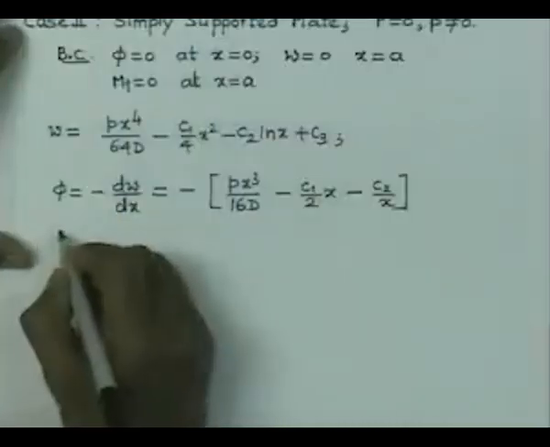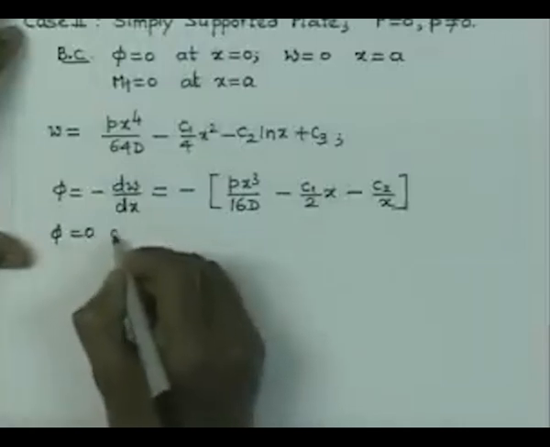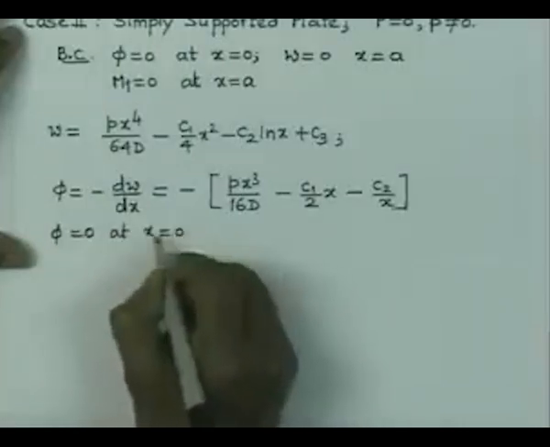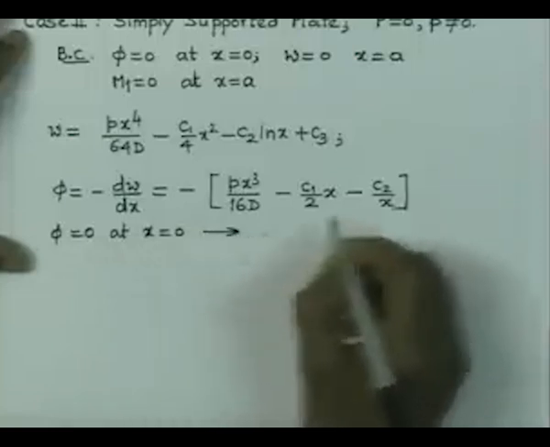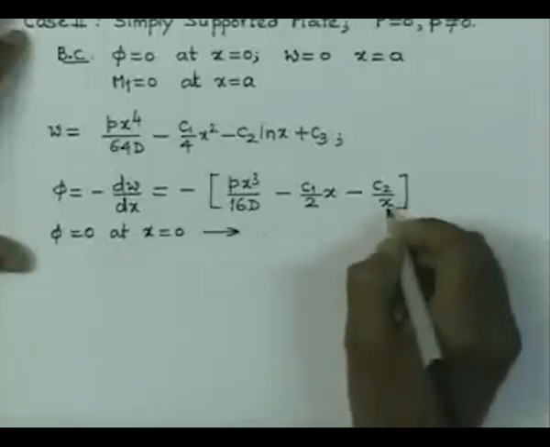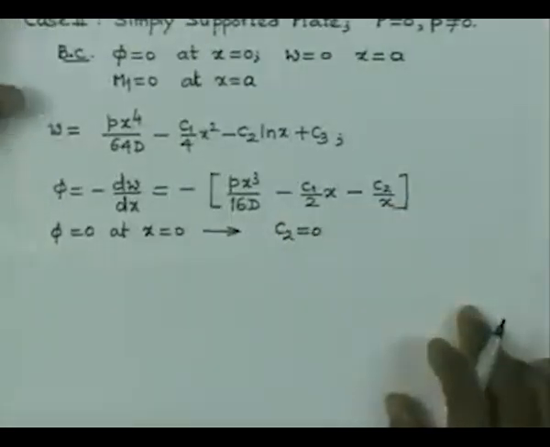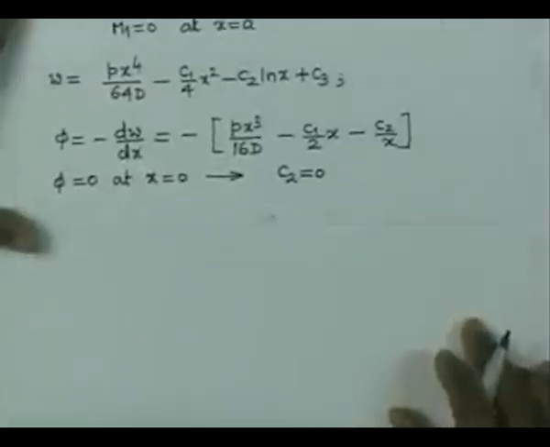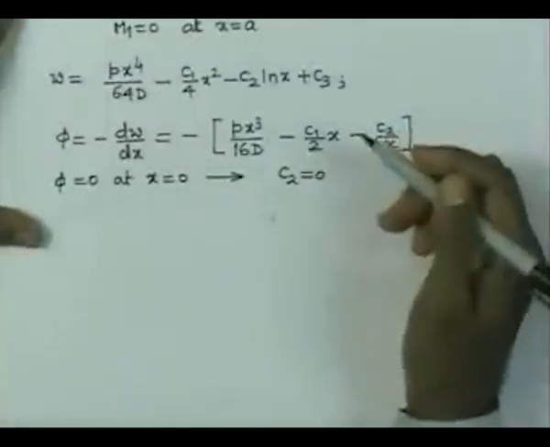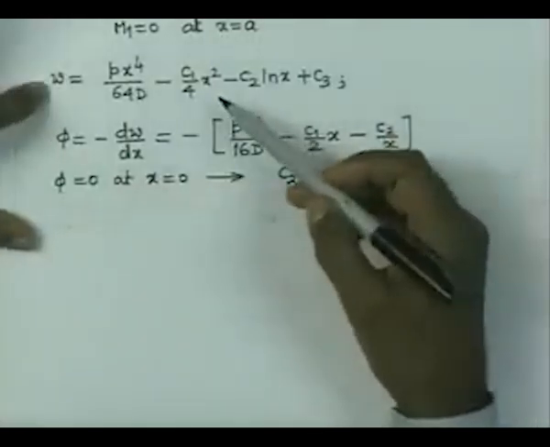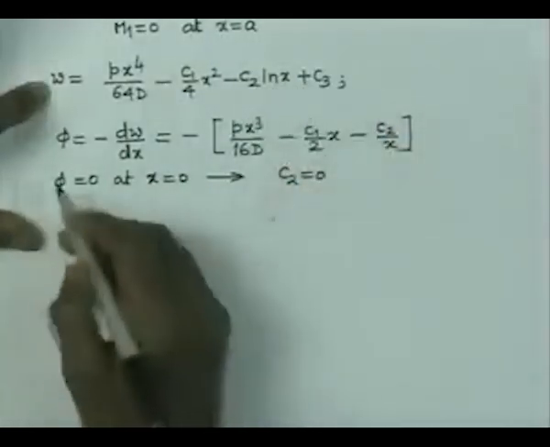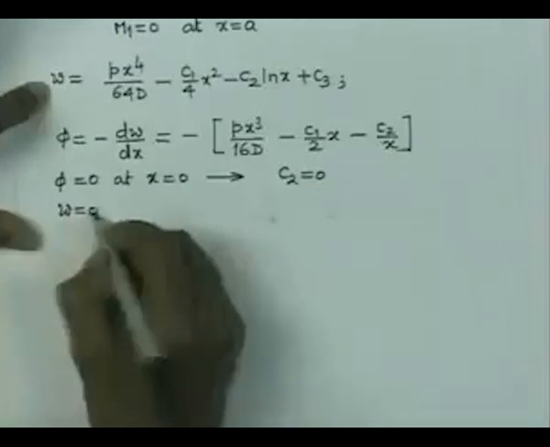The slope, as we have slope equal to 0 at x is equal to 0. So, phi equal to 0 at x is equal to 0, and that means this term is going to shoot to infinity. Therefore, this constant must be equal to 0 to have finite value of the slope. Finally, therefore, we can now make use of the condition that W equal to 0 at x is equal to a.